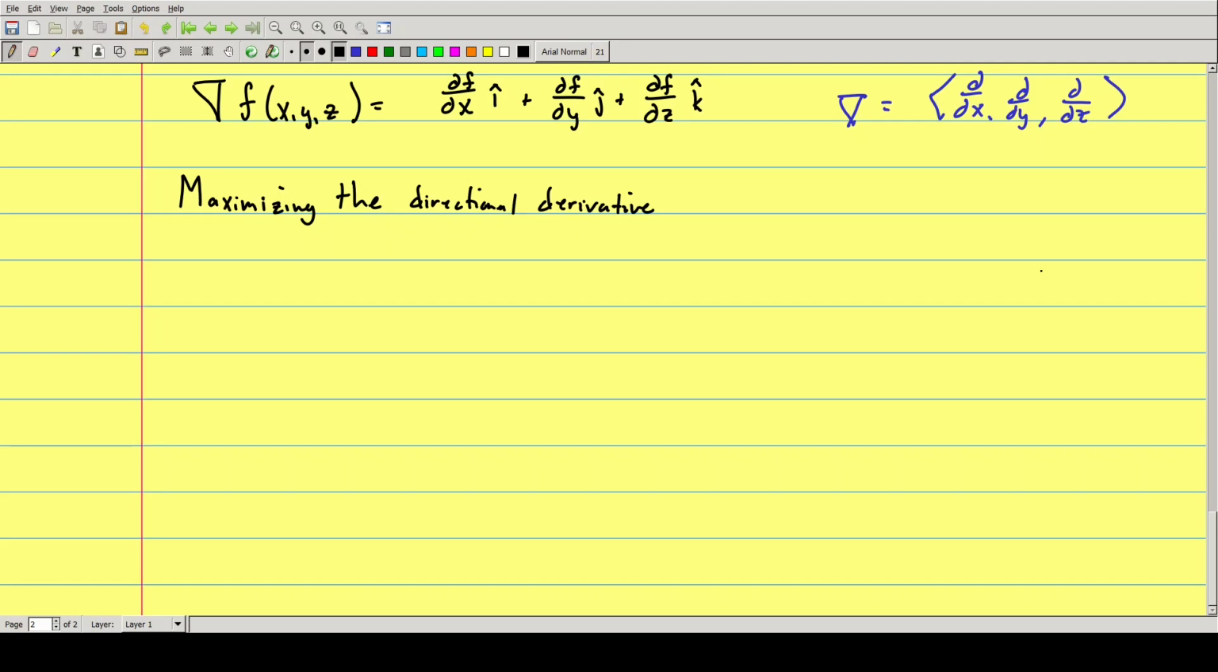We want to do the same thing here, except I have a more complicated setup. We have some surface, okay? And if I pick some point, I want to know in what direction do I have to travel to get the biggest derivative, the biggest value for the directional derivative. Now, what does the value of the directional derivative correspond to here?